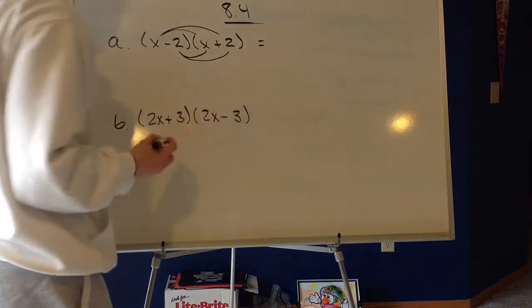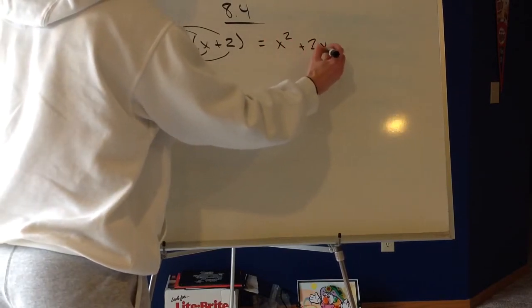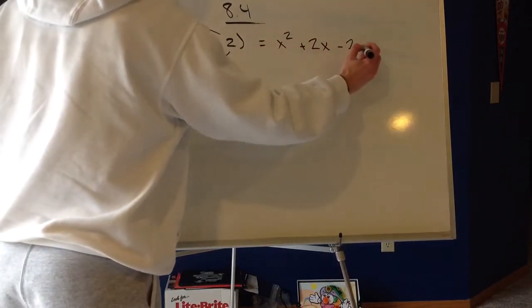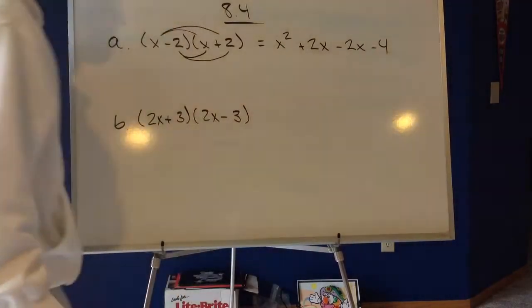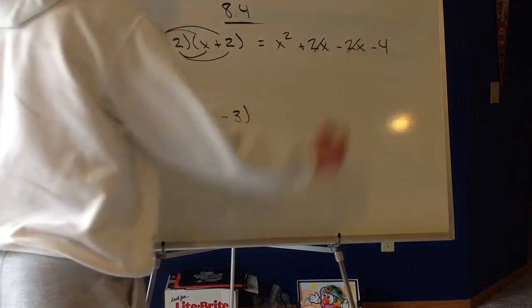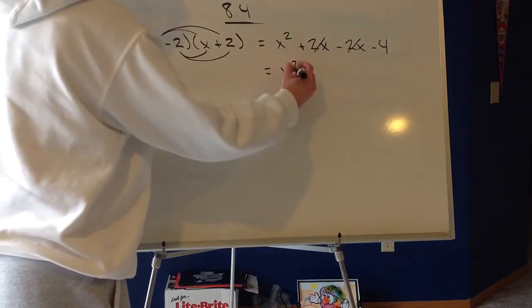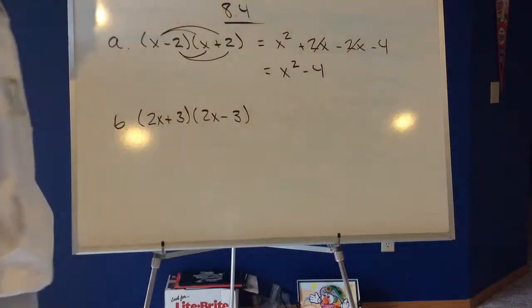both. Okay, when we do that, we're going to end up with an x squared plus 2x and then a minus 2x minus 4. So what you're going to notice about your like terms is they are actually going to end up canceling each other out. Okay, so we will be left with x squared minus 4.